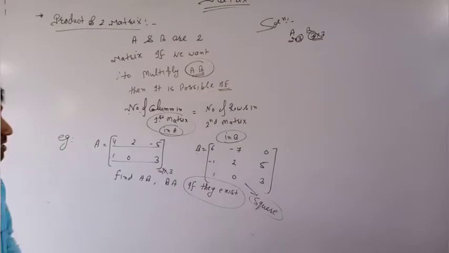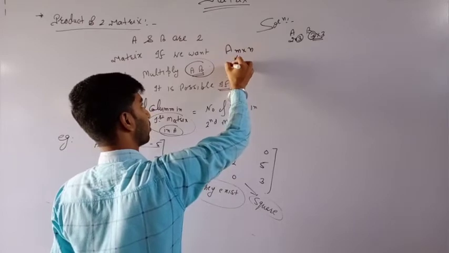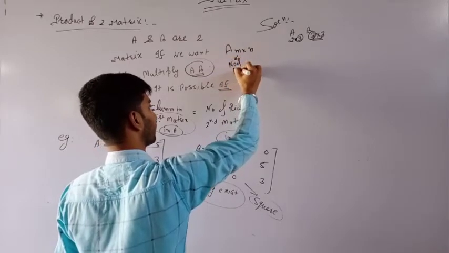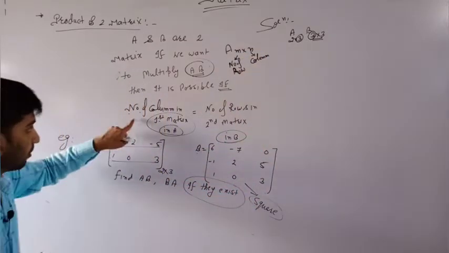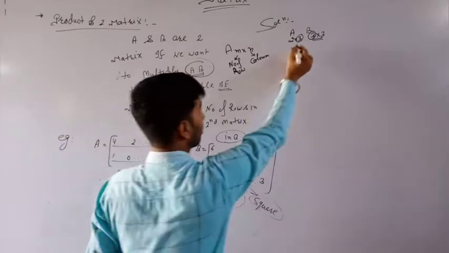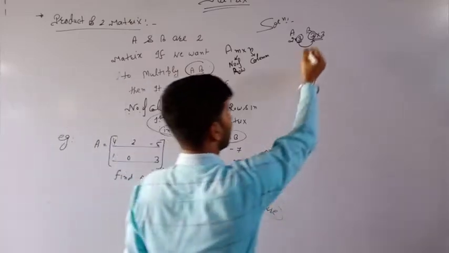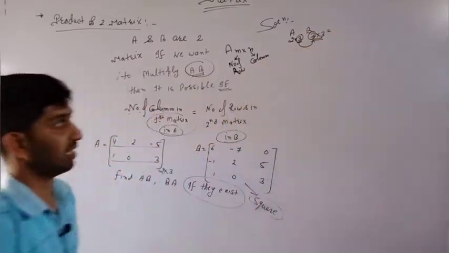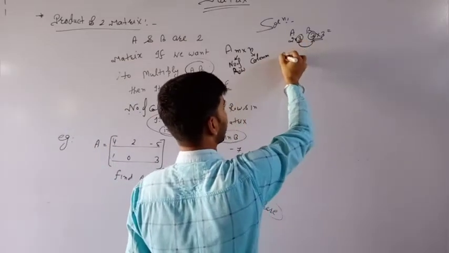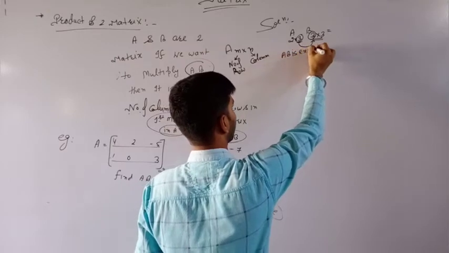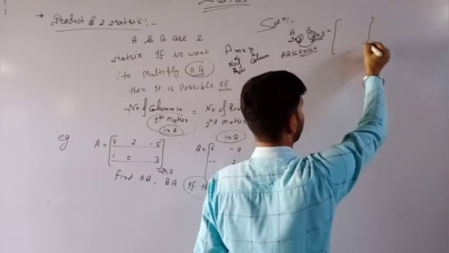In the previous video we discussed that if the order of a matrix is m cross n, then the first number shows the number of rows and the second shows the number of columns. The number of columns in the first matrix is equal to the number of rows in the second matrix. So we can say that AB exists, so we can find AB.